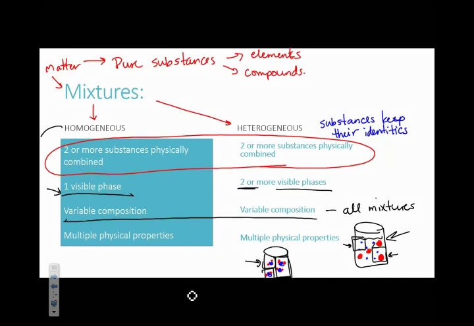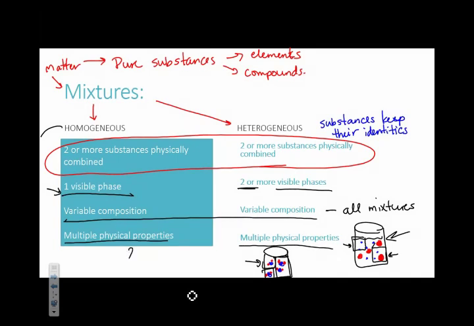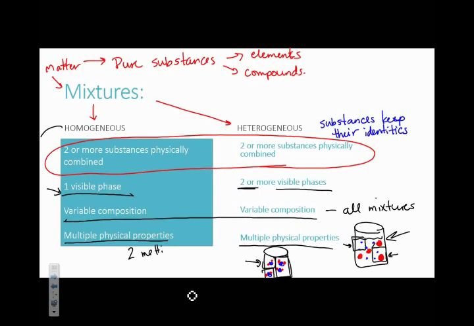And because I have 2 things that are physically combined, in mixtures I will always have multiple physical properties. So what this means is I will have 2 melting points, for example, if I had some kind of solid. So like for instance, 14-karat gold is gold and some other substances, because gold all by itself is too soft to really hold up well as jewelry. So they add other things to it.